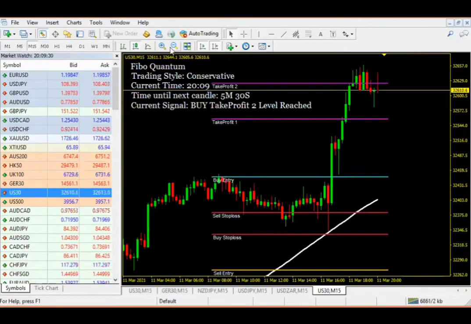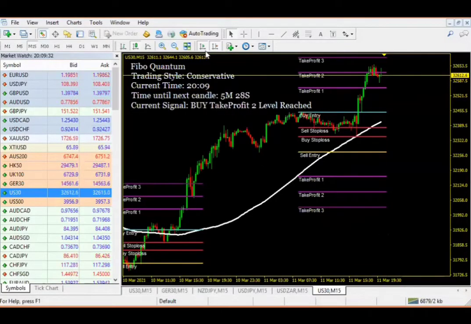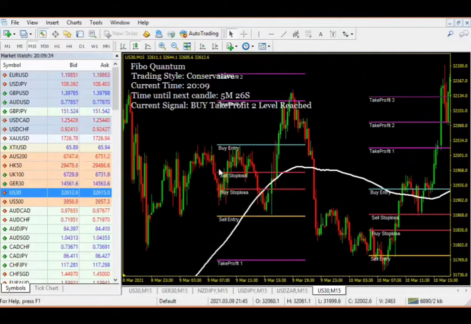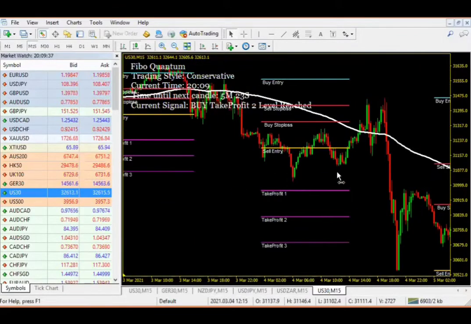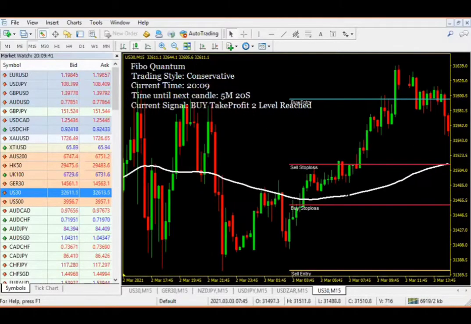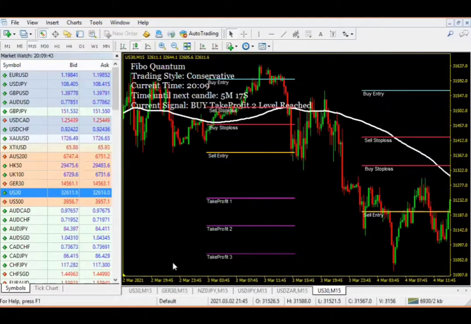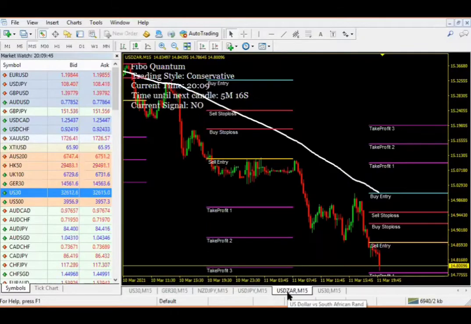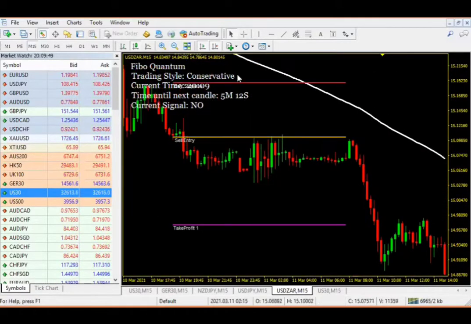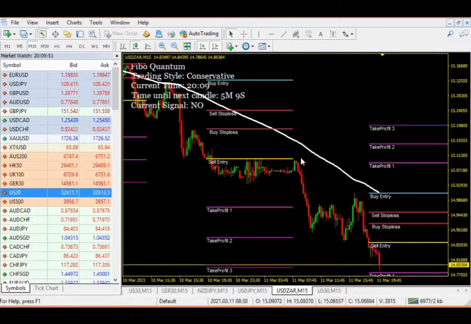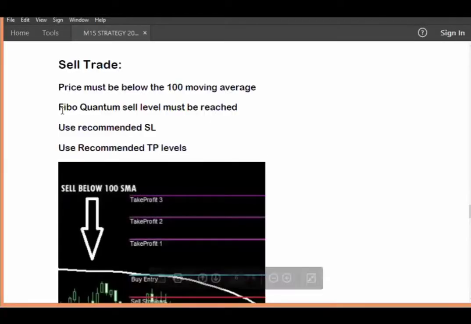So let me see if I can move back in the chart to see when there was a sell. All right, there was a sell right there. It's not a very clean sell. I'm just trying to remember where I saw a sell today. Anyways, let me just use this one as an example from yesterday's market. This is the USD ZAR on the 15-minute chart. Let me pull up the sell trade rules.